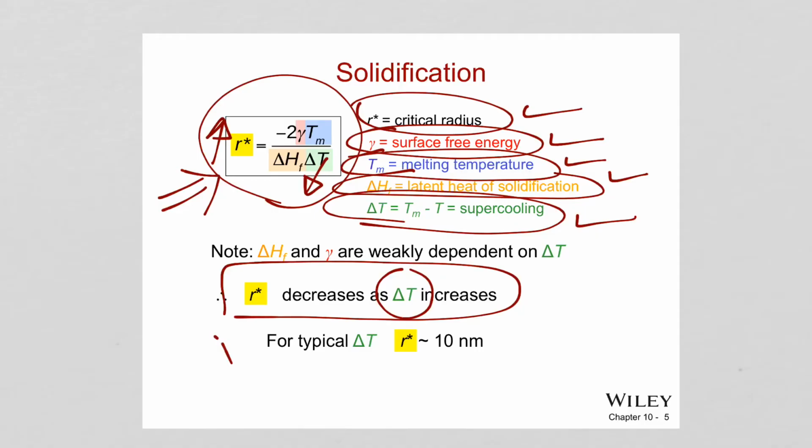Okay. So typically, we are given a typical number for the critical radius as 10 nanometers. So 10 nanometers, after that size, the particles become stable and they continue to grow.